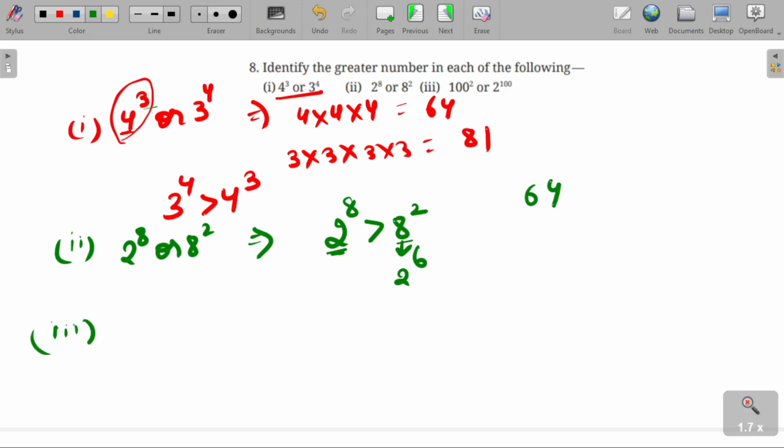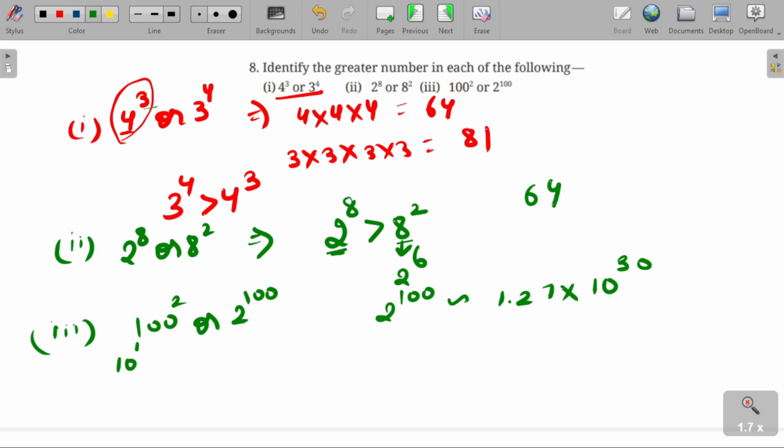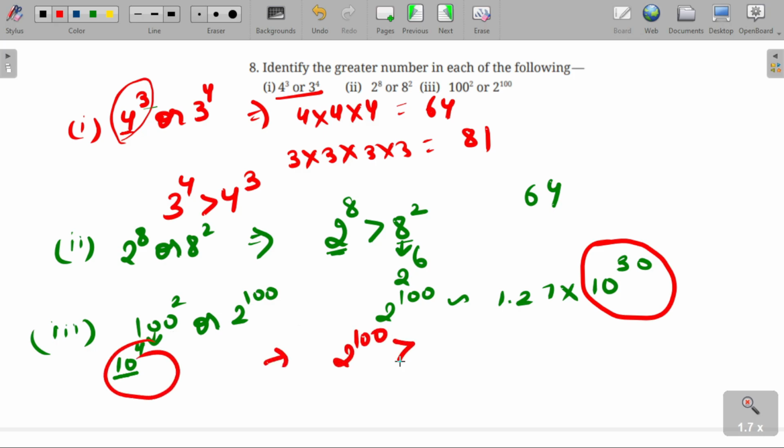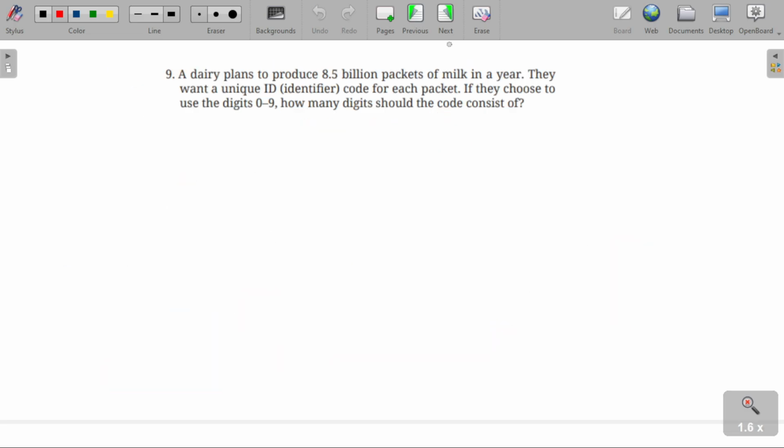Third part, 100 square or 2 raised to 100. So you see, 2 raised to 100 will be approximately 1.27 into 10 raised to power 30. Now this is 10 raised to 4 only. If I convert 100 into 10 square, then it is 10 raised to 4. And clearly 10 raised to 30 is far greater than 10 raised to 4. So 2 raised to 100 is greater than 100 square. Fine. Moving to the next question.